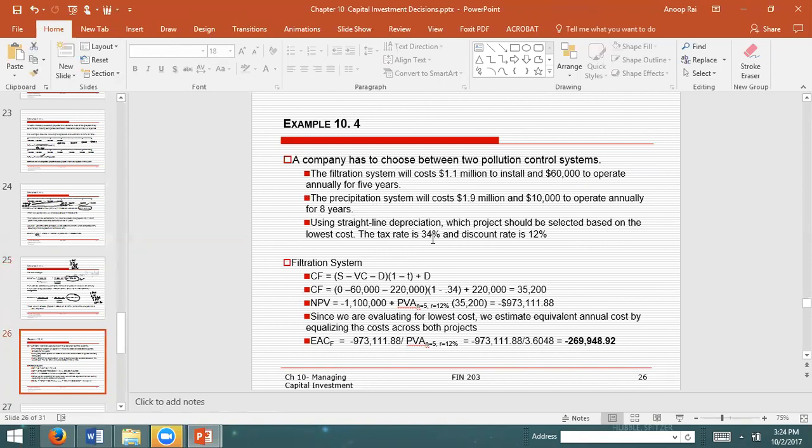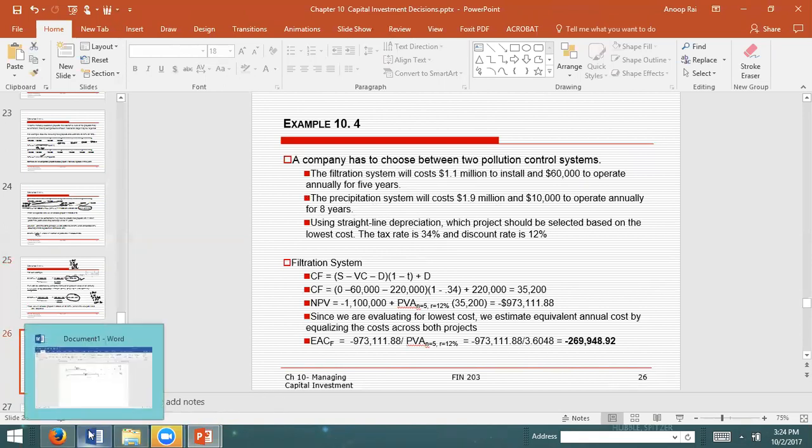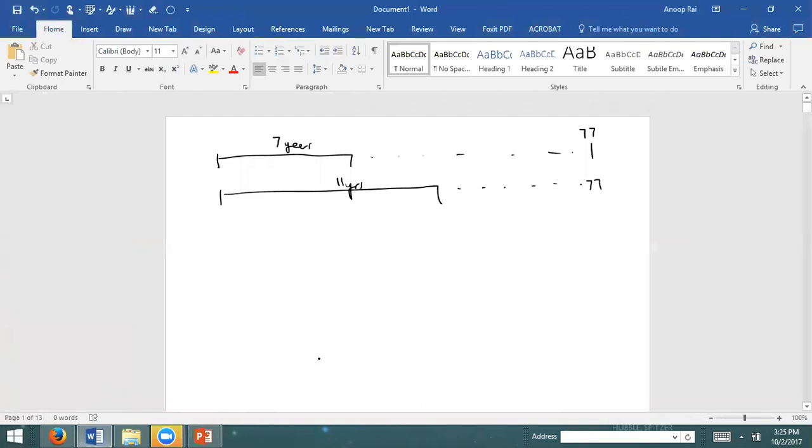Use straight line depreciation, tax rate is 34, and the discount rate is 12. So let's start with the first, the filtration system. It says it's 1.1 million. It's for 5 years. So it costs negative 1,100,000, and it's for 5 years.